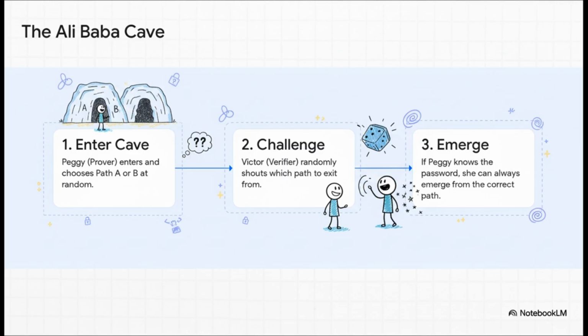Then, Victor walks to the entrance and randomly yells out a challenge. Hey, Peggy, come out of path B. Now here's the crucial part. If Peggy really knows the password, this is no problem. If she's already in path B, she just walks out. If she's in path A, she just whispers the password, opens the magic door, crosses over, and comes out of path B. She can always meet his challenge.